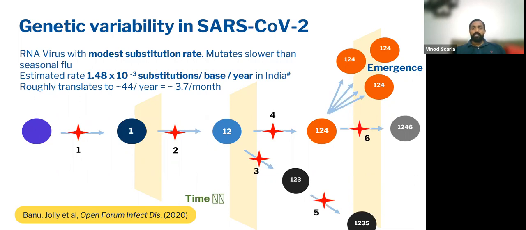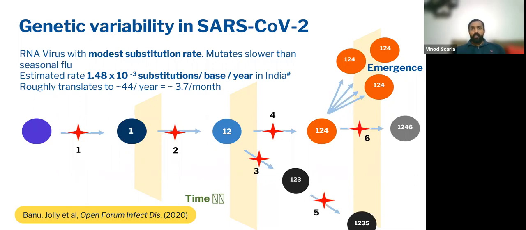Every organism evolves, including humans. The only difference is that the rate of evolution differs distinctly from one organism to another. In the case of a virus like SARS-CoV-2 with a modest substitution rate, the virus mutates approximately 1.48 times 10 to the power minus 3 per base per year. That roughly translates to approximately 3.7 mutations a month.